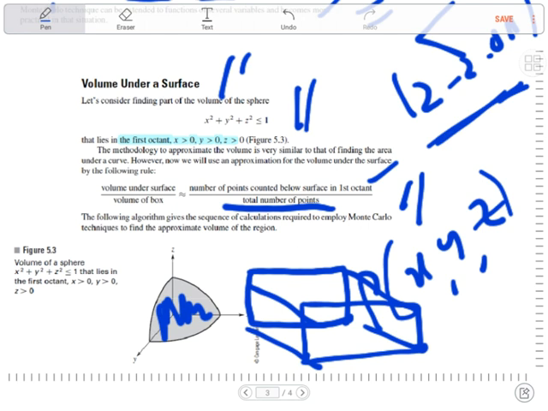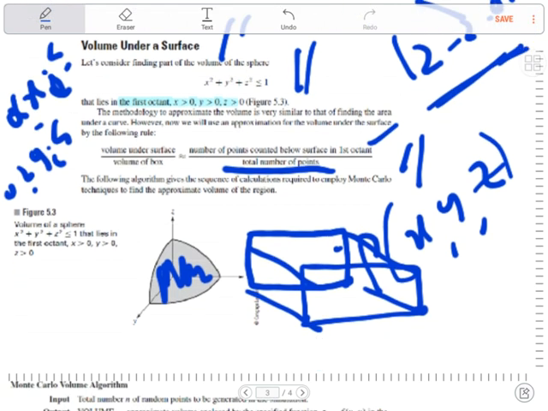The point will obviously lie within the box, because we are setting the random number generation such that my xi lies within the specified range, my yi also lies within the specified range, and zi also lies within the specified range. So lying within the box is obvious, but only if it lies below the surface will we count it, otherwise it will not be counted.